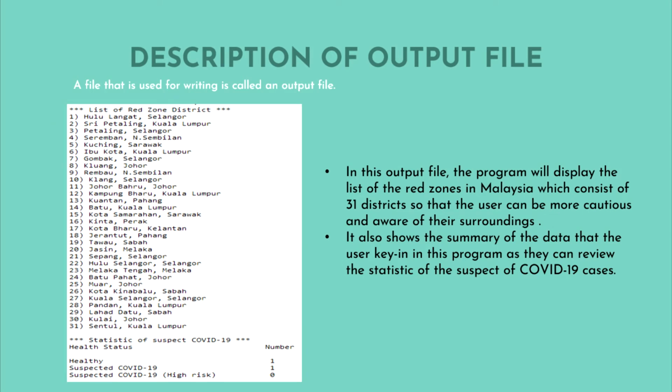Next is the description of the output file. As we know, an output file is a file that is used for writing, and in this output file, the program will display the list of red zones in Malaysia, which consists of 31 districts, so that the user can be more cautious and aware of their surroundings. It also shows the summary of data that the user keys into this program, so they can review the statistics of the suspect COVID-19 cases.